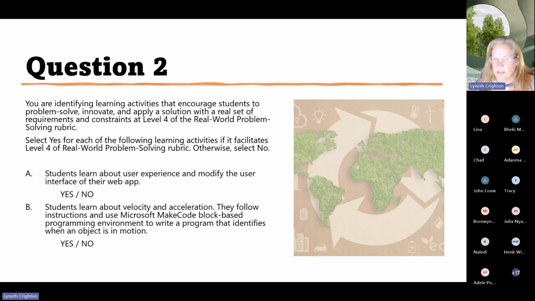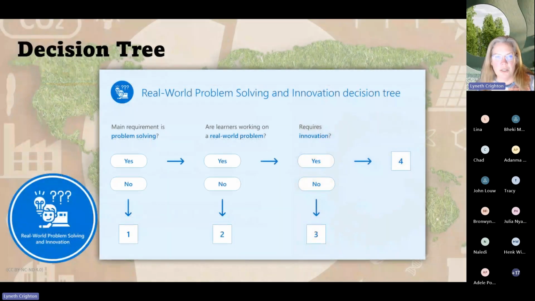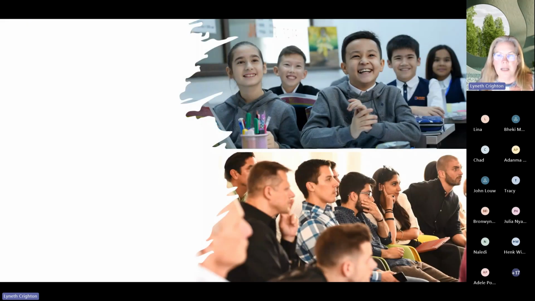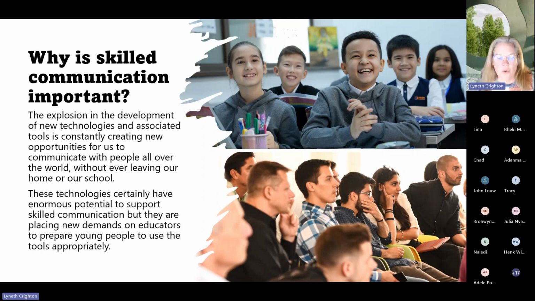So that's what the decision tree looks like. And the next dimension and rubric is skilled communication, which is about demonstrating your learning as a student. And obviously that's very important because it goes hand in hand with collaboration. Without being able to articulate and give our ideas in situations, we're not going to be able to have them implemented. And of course, there's lots of technologies that support communication as well as collaboration.